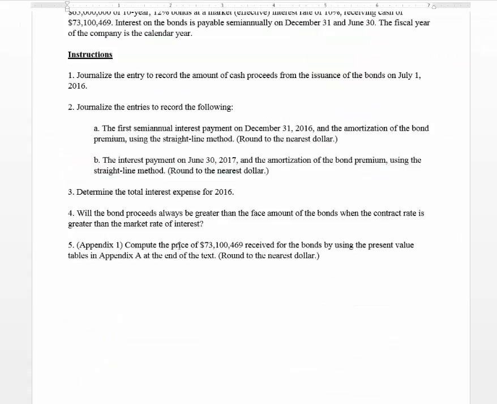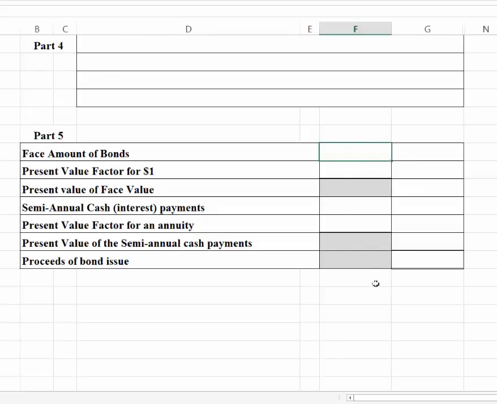Part 5 says compute the price, otherwise the $73,100,469 received for the bonds by using the present value tables in Appendix A at the end of the text. Round to the nearest dollar. We would start with the face amount of the bond, which was $65 million. Since we also already know what the semi-annual cash payments are, we can put that here, which is the $3,900,000.